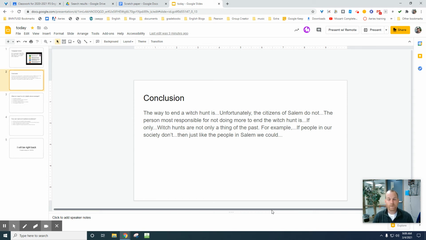Now, what do we need to do as a society to protect against this, right? If people in our society don't do blank, then just like the people in Salem, we could do what? And that's where you make that connection to contemporary society. Okay? So this is how you would end it. So take a moment now, looking at these sentences, and go ahead and write your conclusion.